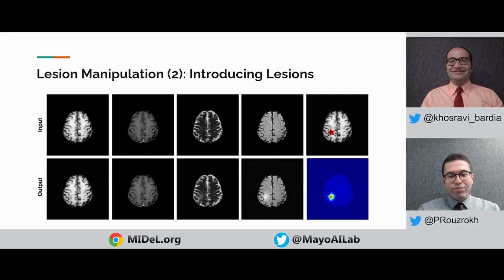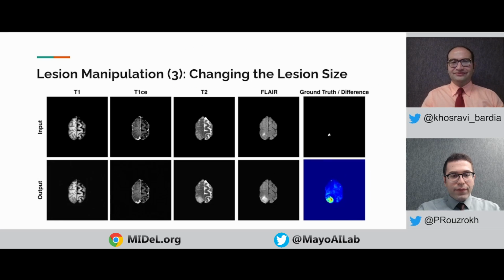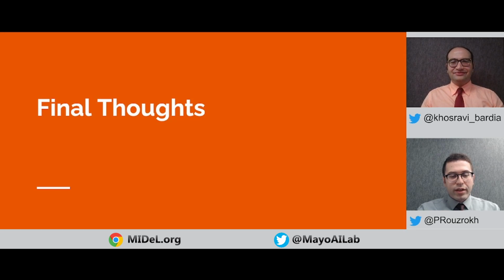You could basically put any kind of mask with whatever arbitrary shape you're interested in, and the model will take care of that. It will actually add a lesion like that to your real image, which is very impressive. So with that said, let's jump into the final thoughts that we are going to talk about this model.